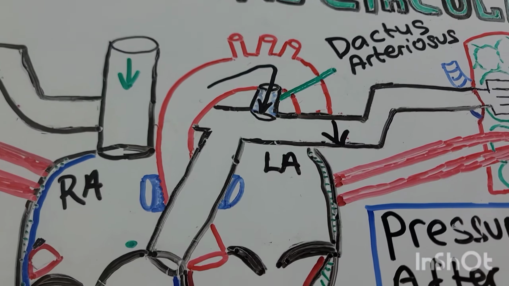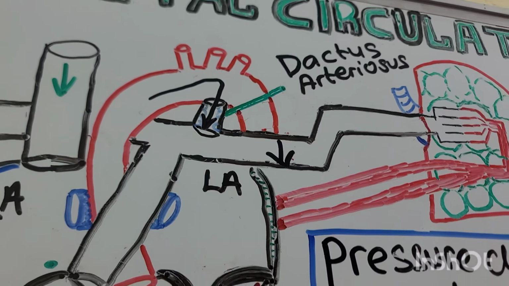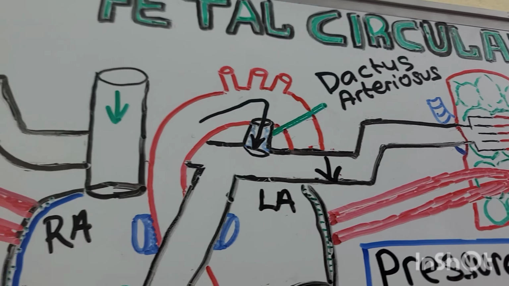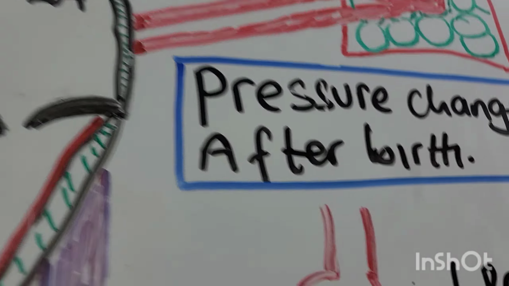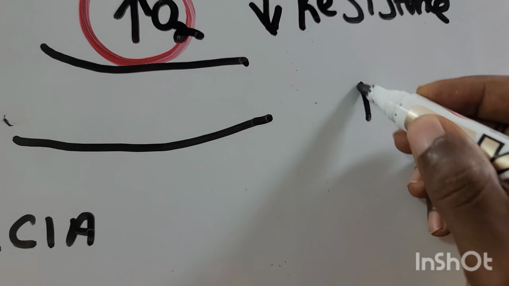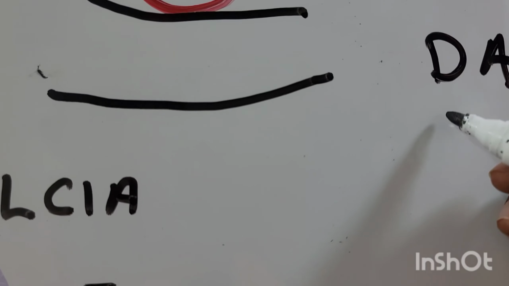But what happens is that we need this ductus arteriosus also to close. Now the question is, how does it close? There are three things that the ductus arteriosus is going to be sensitive to. It is going to be sensitive to oxygen.